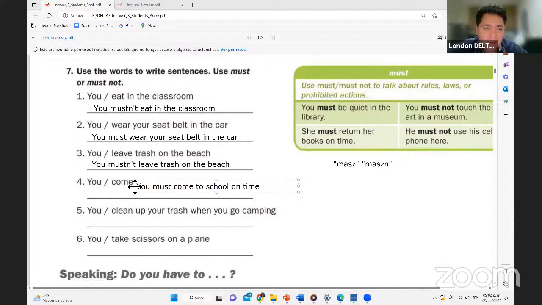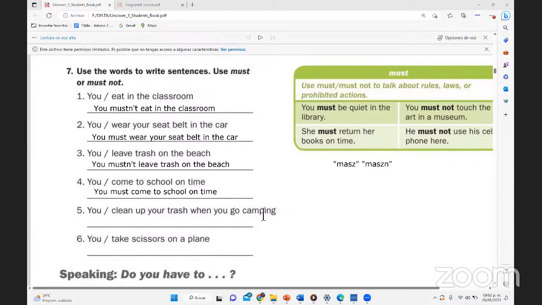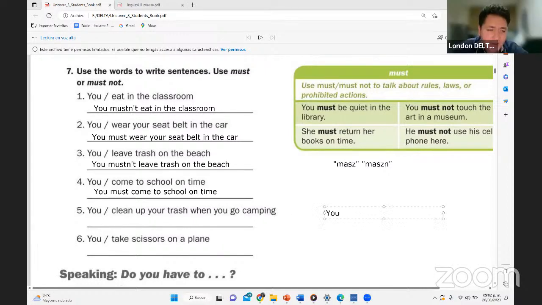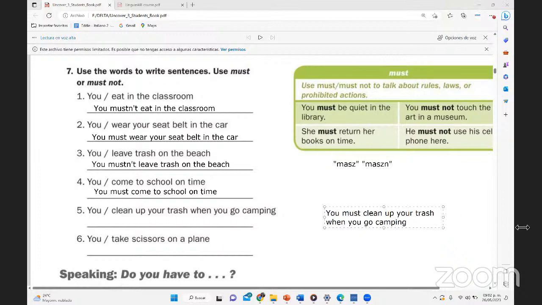Excelente. Vamos a pedirle ahora a Angie, please, number 4. You must clean up your trash when you go camping. Sorry, it was number 5. Yes, you must clean up when you go camping, please, Enrique, 6. You mustn't take scissors on a plane.